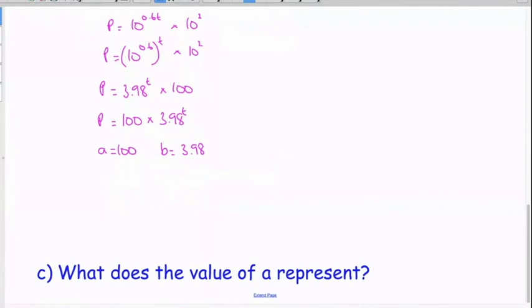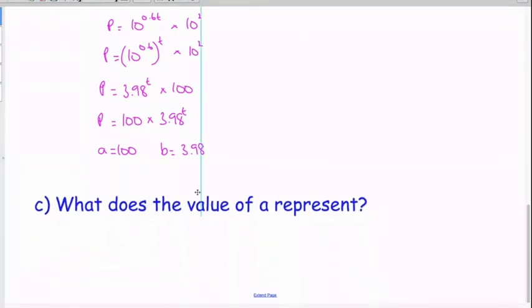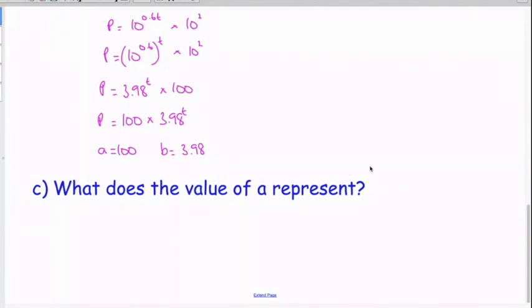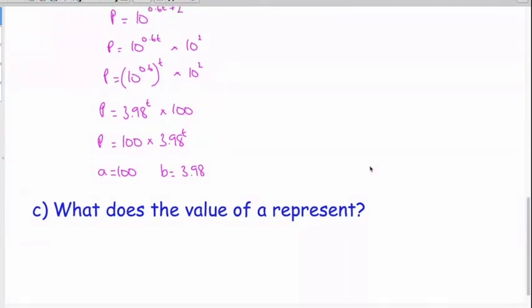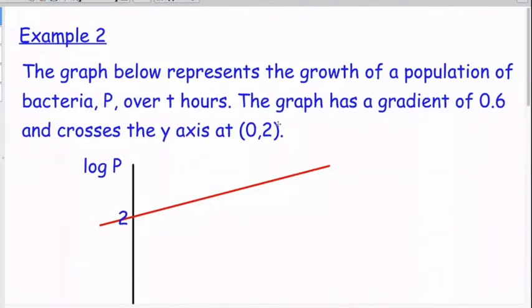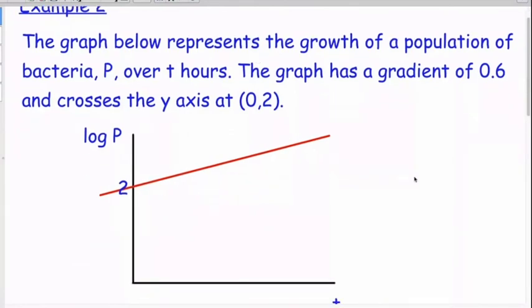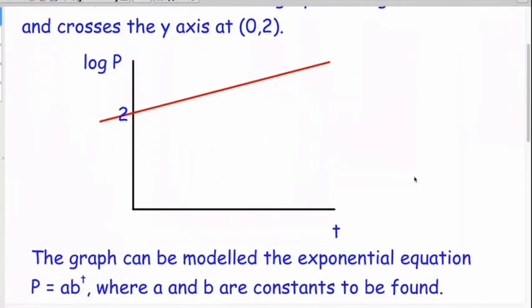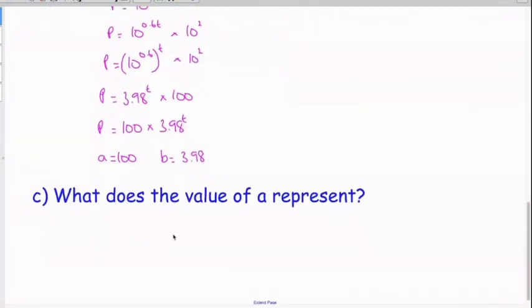Final part, which is quite a common one word, one mark, kind of end of an exam question, is what does a represent? What is that initial a value? It is the initial population of bacteria. So it's how many bacteria there were at the beginning of this experiment, or whatever it was, this measuring of bacteria. It is the initial population value. That's a very common question. We've talked about that in previous lessons.